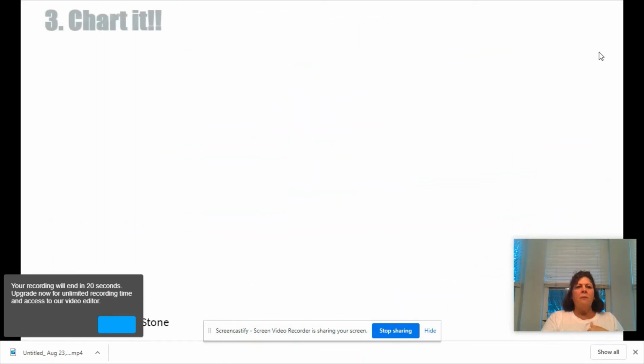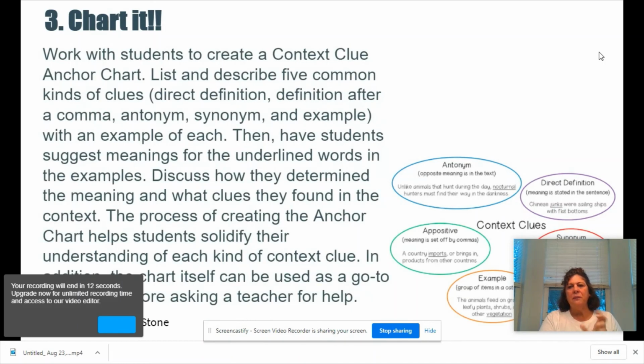Okay, activity number 3 is charted. I used this one this week, and I think I made a video about it, or about the bubble words. So just a little bit different. You put the context clues and then antonyms, opposites, direct definition, so that they can actually make a chart or a map of the word that they are trying to learn.